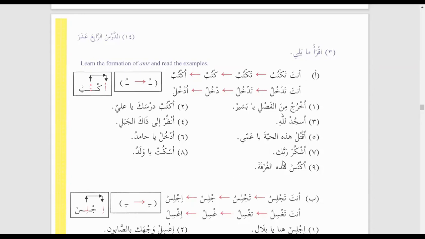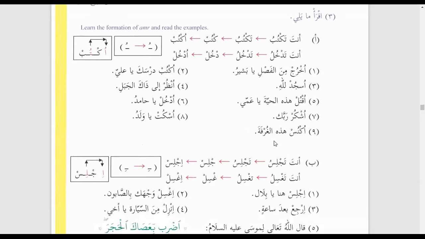Ushkur rabbaka, thank your Lord. Ushkur shakar yashkuru, and then from tashkuru we make ushkur rabbaka. And sakata yaskutu, and then we have fi'l al-amr uskut ya waladu, keep quiet, O son or O boy. Uknus hadhihi al-ghurfata, sweep this room. So it was kanasa yakunusu, and from yakunusu takunusu is for the mukhatab, and when we make fi'l al-amr it will be uknus hadhihi al-ghurfata. What is the meaning of uknus, sir? To sweep, jhadu dena. Kanasa yakunusu. Okay.